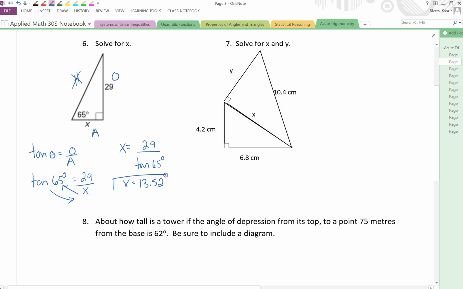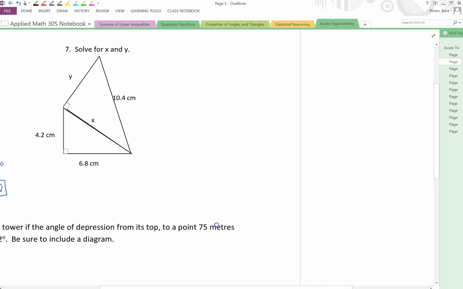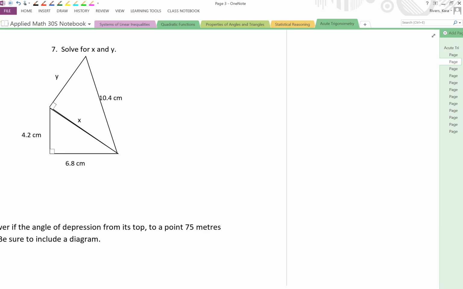All right. In example 7, we can see there's two triangles. So we're going to use the information from one triangle to solve the other triangle. So what I'm suggesting is go ahead and try this one on your own, and then come back and check and see if you get the same answer that I get. So go ahead and do that.